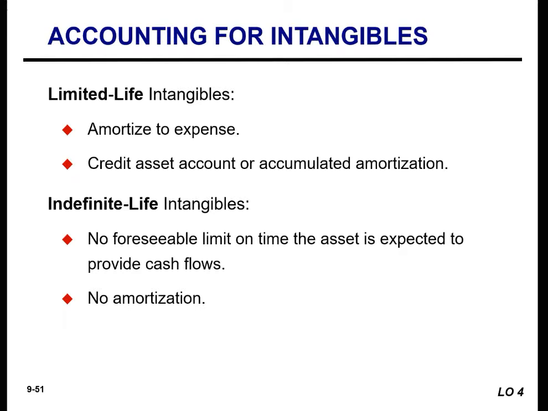The process of allocating to expense the cost of intangibles is referred to as amortization. To record amortization of an intangible asset, the amortization expense is increased or debited, and the specific intangible asset itself is decreased or credited. Unlike depreciation, we don't use a contra account. We actually go to the actual asset. Typically, intangible assets are amortized on a straight line basis.